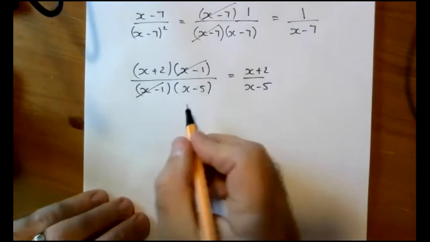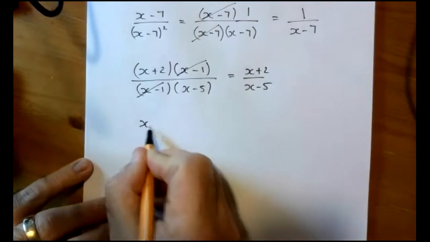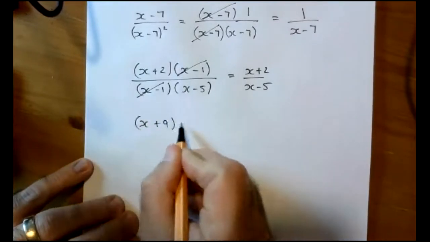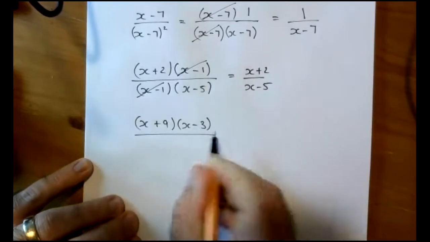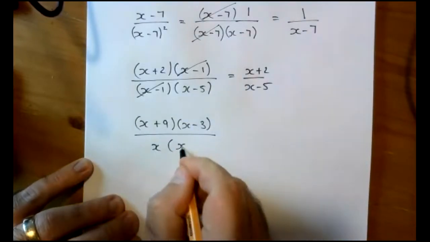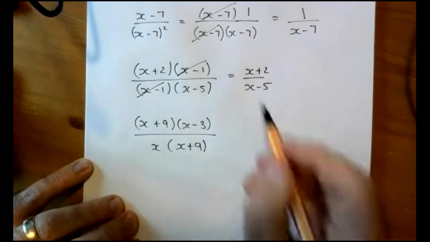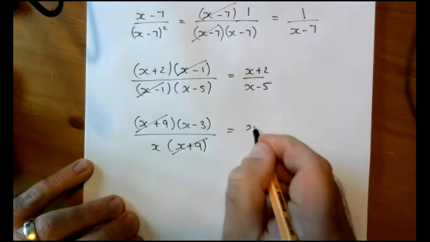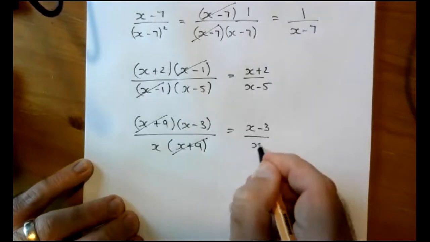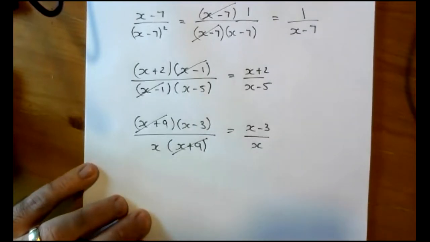E, x plus 9 over, sorry, x minus 3 over x plus 9. So again, I see that the x plus 9's cancel. So I'm left with x minus 3 over x, which can't be simplified any further.